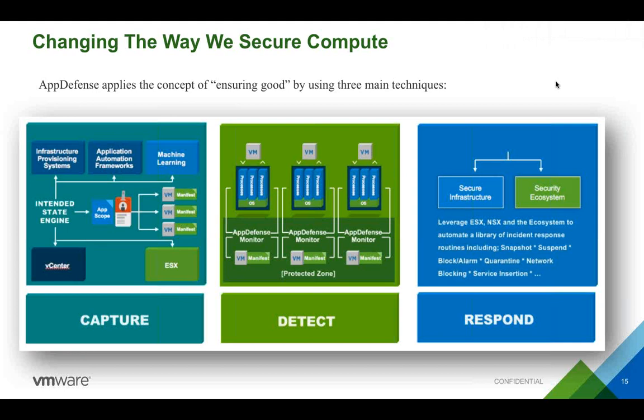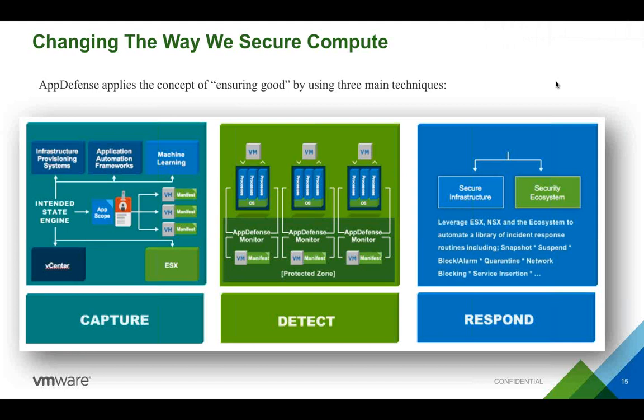And those libraries of response are basically based on ESX, NSX, and with our third-party ecosystems that come into play in order to create those library routines. So just to define, if you detect a threat and you want to take an action based on the ESX set of libraries that we have today, you can snapshot a VM, you can block a VM, you can suspend a virtual machine, you can set an alarm to your SOC operator on a SIEM tool saying something is going wrong here.